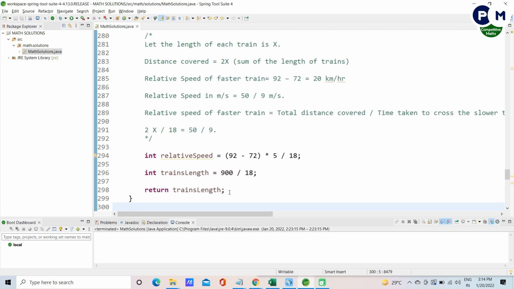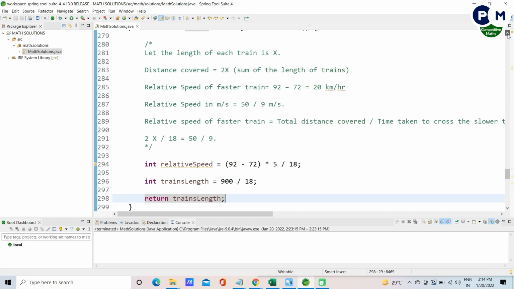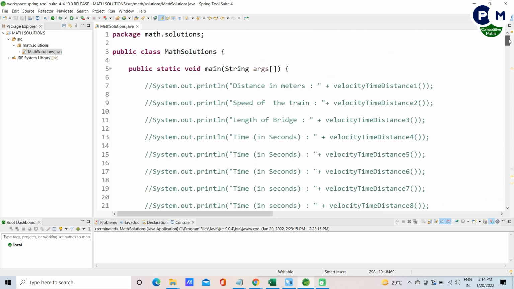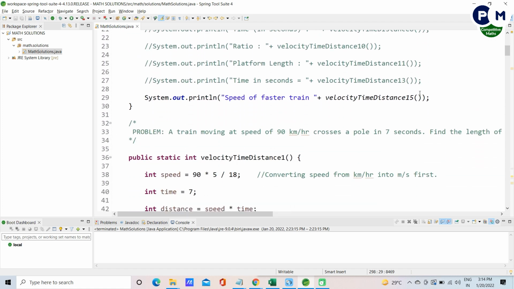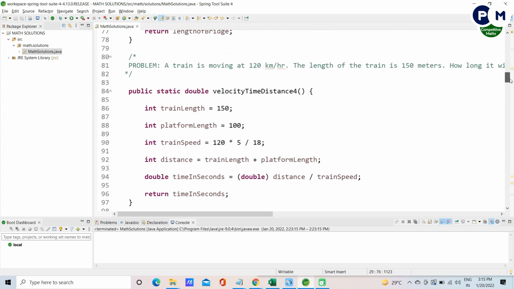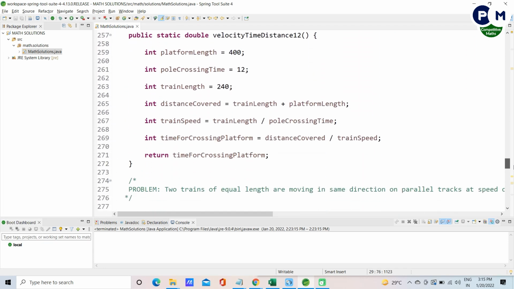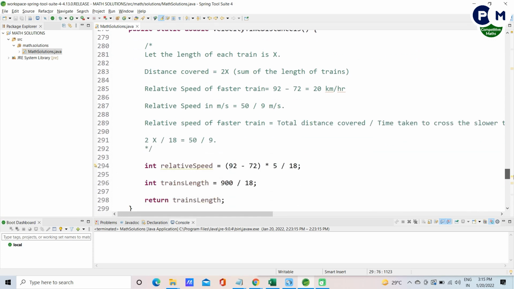Next, relative speed of the faster train equals 92 minus 72, which is 20 km/h. Relative speed in m/s equals 50/9 m/s. Next, relative speed equals 92/72 multiplied by 5 divided by 18. Next, the train's length equals 900 by 18. The last step is to return the train's length value. Here I am printing the time by calling the velocity time distance method.